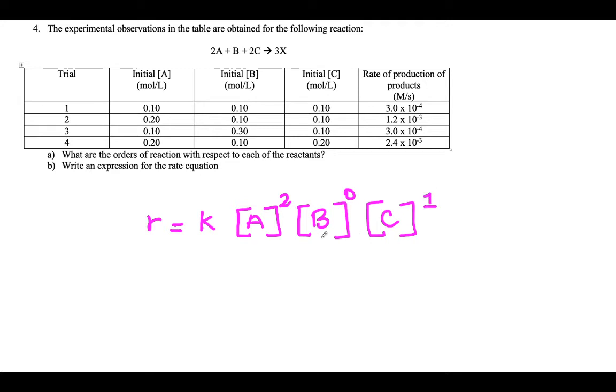Now, because B has the exponent of 0, I can also rewrite this expression as R is equal to K, concentration of A squared, concentration of C. Just because I know now that changing the concentration of B does not affect the rate of reaction.